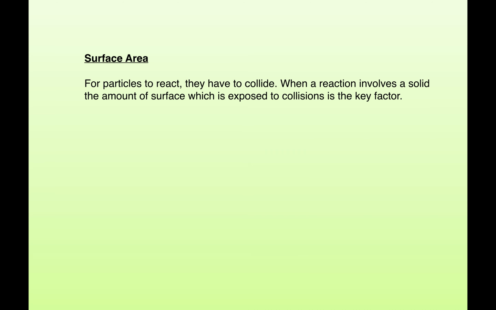Okay, so the first factor we're going to look at, you've seen it before, is surface area. Particles that react have to collide, they have to bounce into each other. They don't always react, even if they bounce off each other, but sometimes they do. When a collision happens and it causes a reaction to take place, then we call it a successful collision.